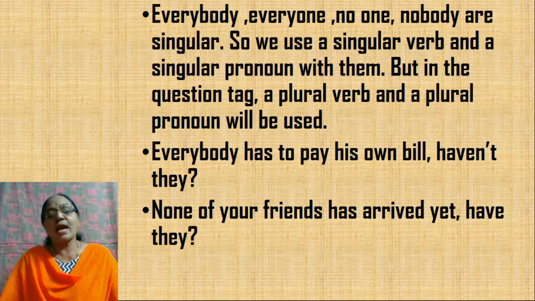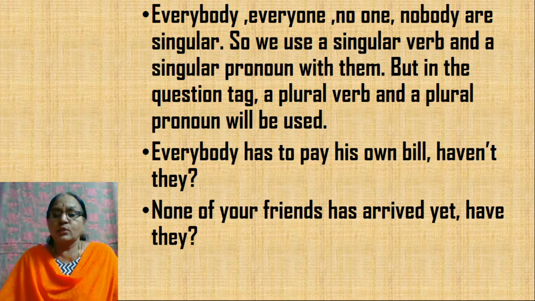None of your friends has arrived yet. So none here is used in the singular form: none of your friends has arrived, that is, has is a singular verb. Then in the question tag, we are using the plural verb have and also the pronoun they, which is the plural pronoun. None of your friends has arrived yet, have they? Is that clear?